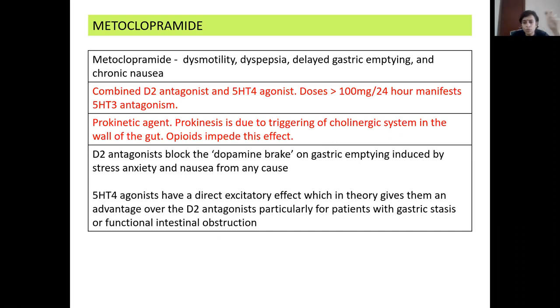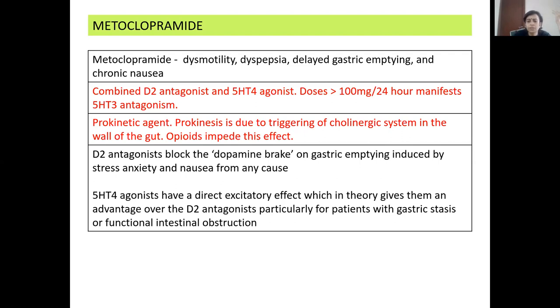I'll be talking about a few drugs that we commonly use because these are the commonly used drugs and you need to know what they are. Metoclopramide is usually given when there is dysmotility or delayed gastric emptying, especially associated with drugs like morphine. It has a combined effect at D2. At very high doses, like more than 100 milligrams, it has 5-HT3 antagonism also. It is primarily a prokinetic agent because it triggers the cholinergic system in the gut, and that's how it acts.